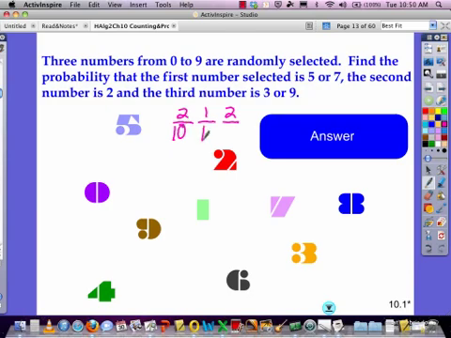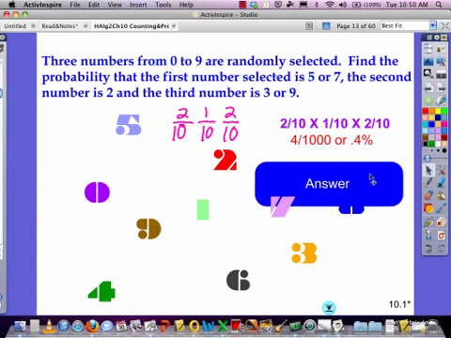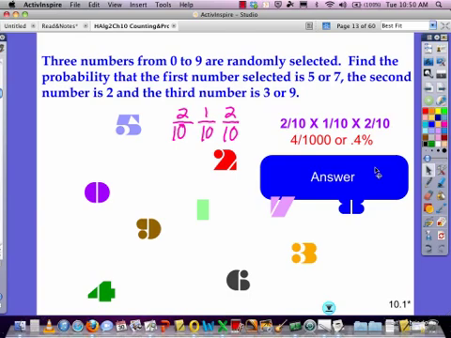So 10, 10. There's 10 total out of 0 through 9. And so I'm going back to our answer choice. 2, 1, 1. We're looking at 2 times 1 times 2. All the fractions multiplied out is 4. 10 times 10 times 10 is 1,000. 4 1,000ths, lowest terms, or as a decimal, gives you your probability.